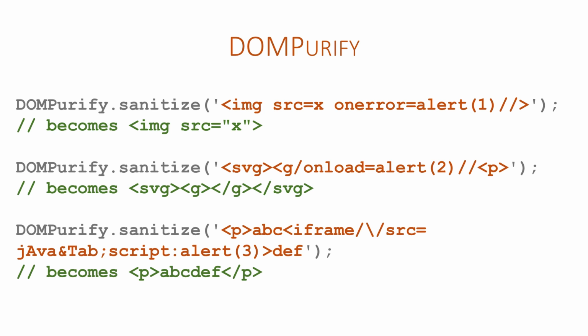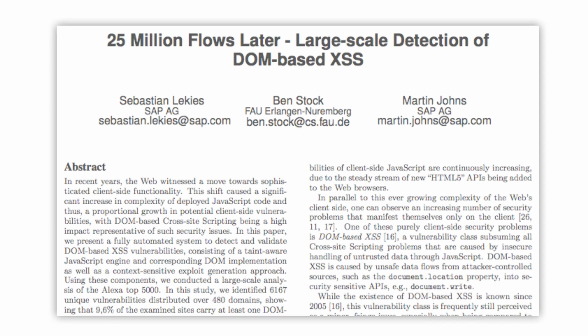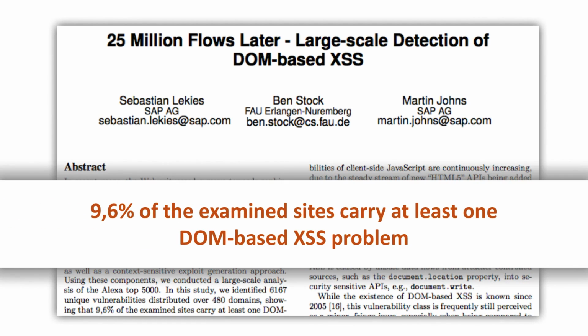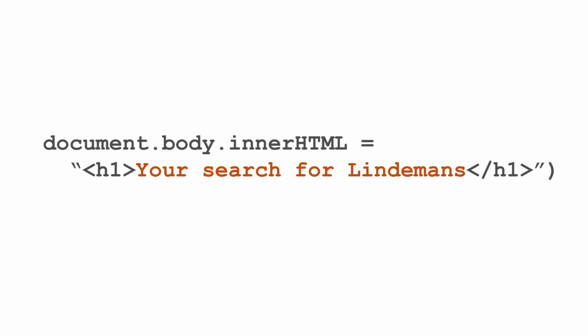You may think that DOM-based cross-site scripting vulnerabilities look strange and exotic. But make no mistake, they are prevalent and dangerous. A recent study of the Alexa top 5,000 websites has shown that at least 9.6% are vulnerable to DOM-based cross-site scripting. And if these major sites already fail to prevent DOM-based XSS vulnerabilities, then imagine what this means for the rest of the web. To conclude, cross-site scripting is a widespread and common vulnerability.